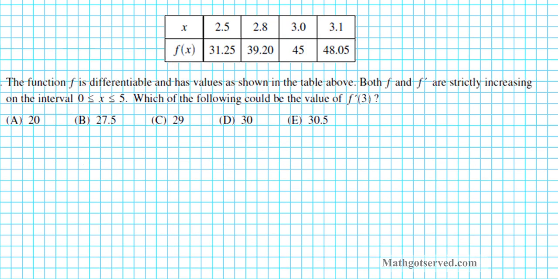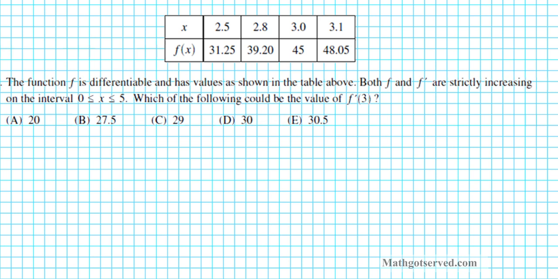All right, let's take a look at the next problem. It says the function f is differentiable and has values as shown in the table above. Both f and f prime are strictly increasing on the interval 0 less than or equal to x less than or equal to 5. Which of the following could be the value of f prime of 3?